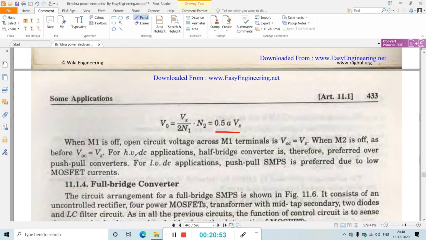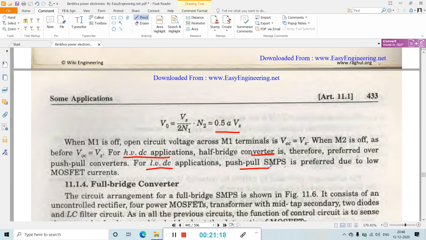So when M1 is off, open circuit voltage across M1 is Vs. When M2 is off, open circuit voltage is Vs again. So for HVDC, high voltage DC application, half bridge converter is used, and for LVDC, low voltage DC applications, push pull SMPS is preferred.